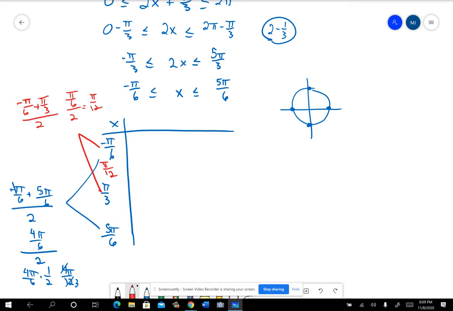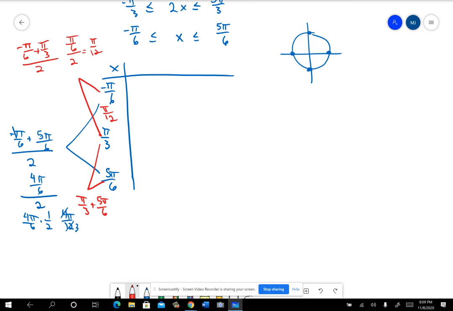All right. And then I need to get halfway between these two. So that's pi over 3 plus 5 pi over 6, and then I've got to work that out. So that's 2 pi over 6 plus 5 pi over 6, which would be 7 pi over 6, and then take half of that, which would be 7 pi over 12. So this would be 7 pi over 12.